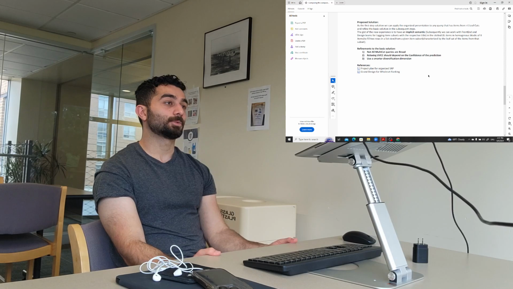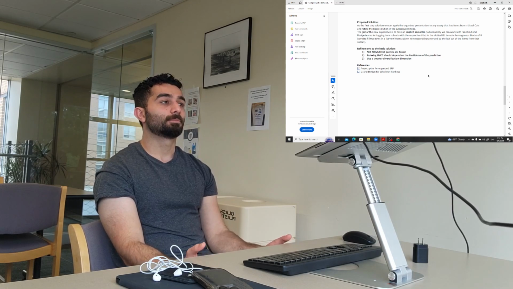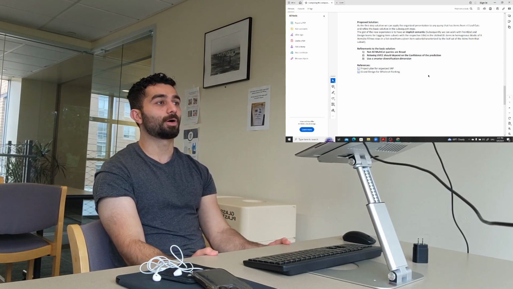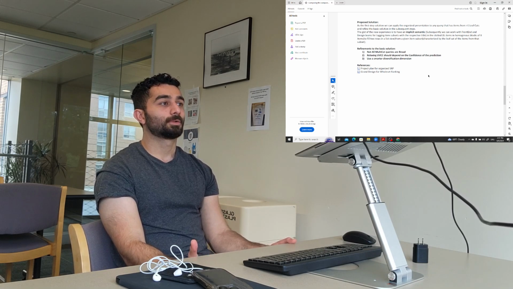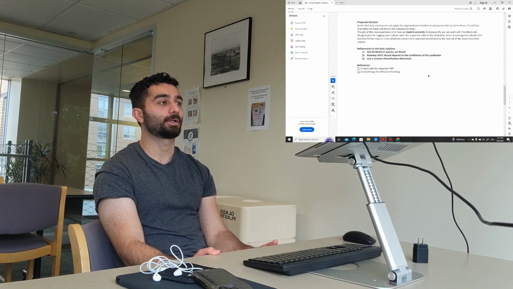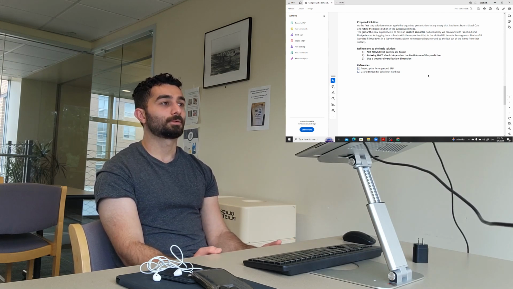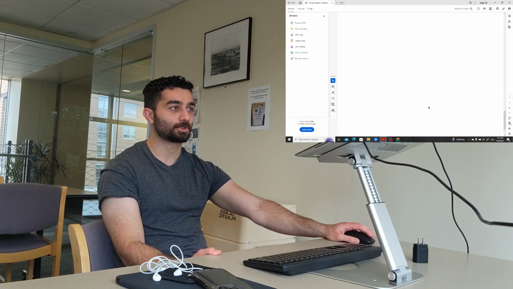Refinements to the basic solution. Not all multi-category queries are broad. Relaxing UVCC should depend on the confidence of the prediction. Use a smarter diversification dimension.